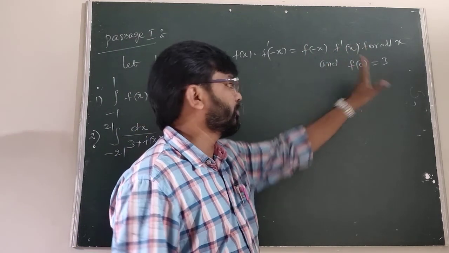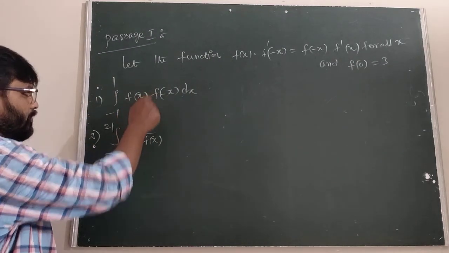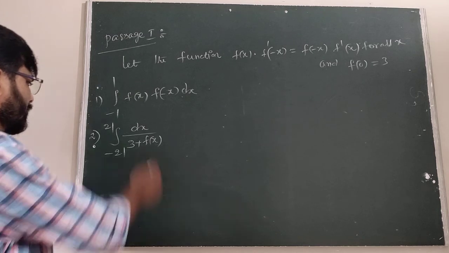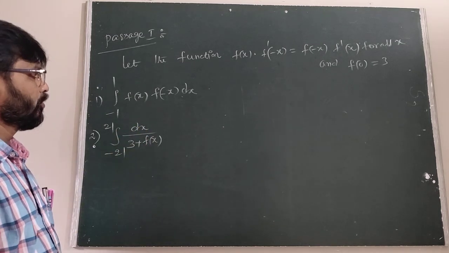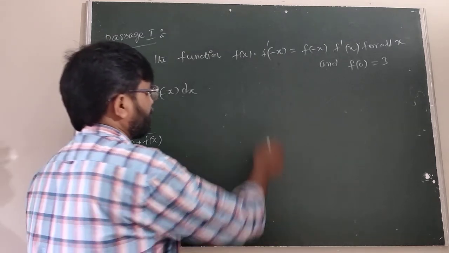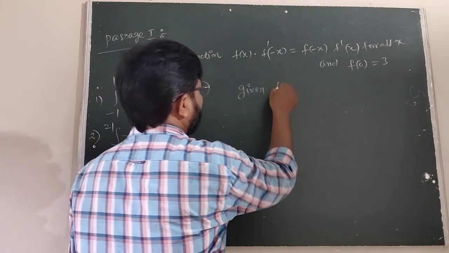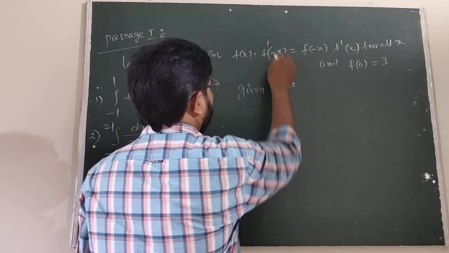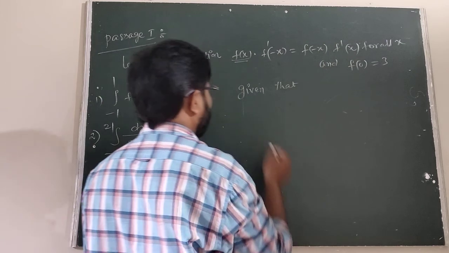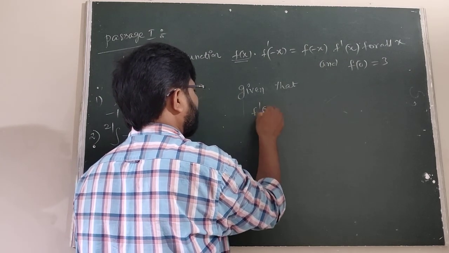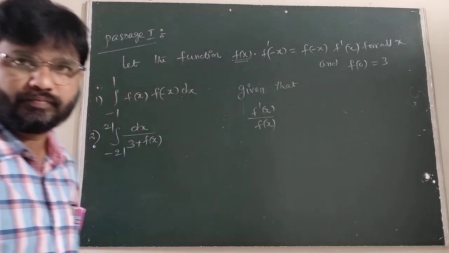And f(0) = 3. Then find the integral from -1 to 1 of f(x) f(-x) dx / (3 + f(x)). Given that f(x) f'(-x) = f(-x) f'(x), sending f(x) to the other side, it will be f'(x)/f(x). Is it clear or not?